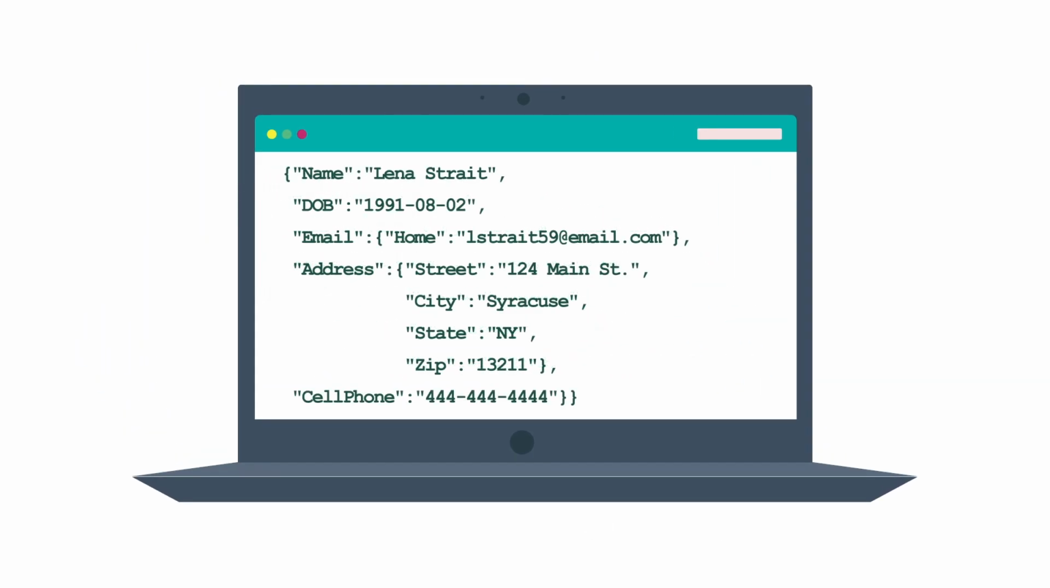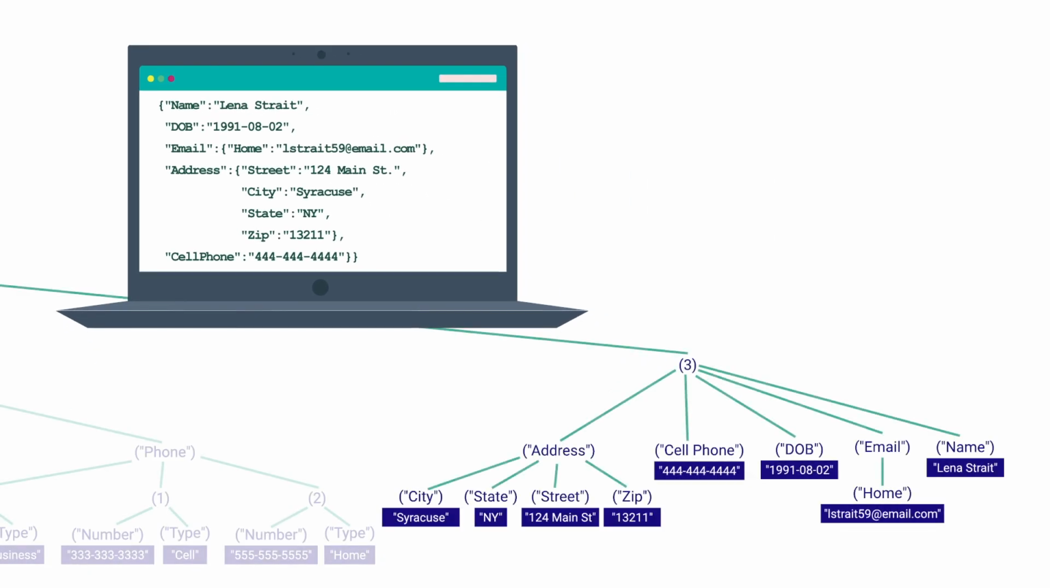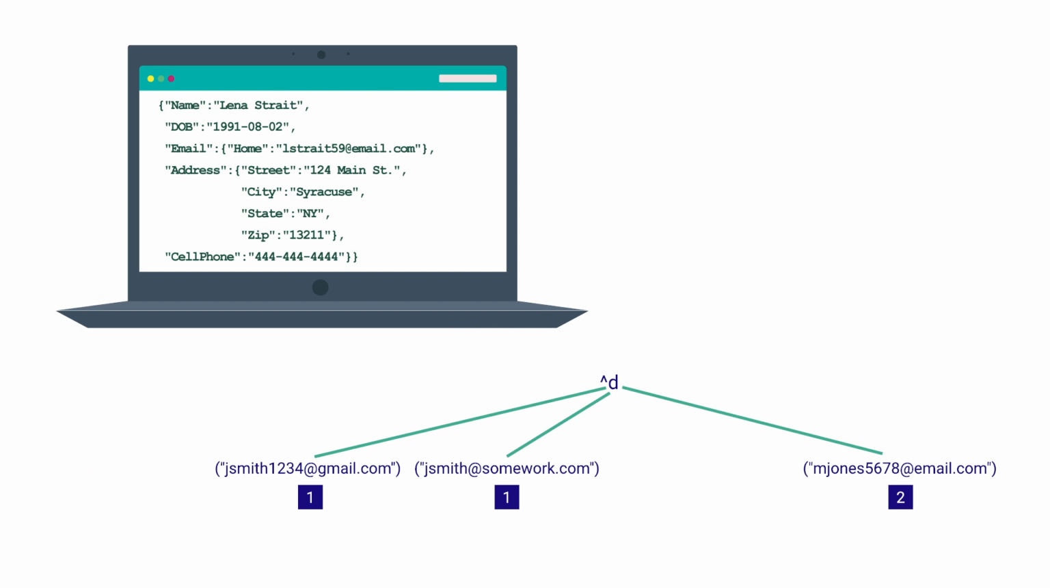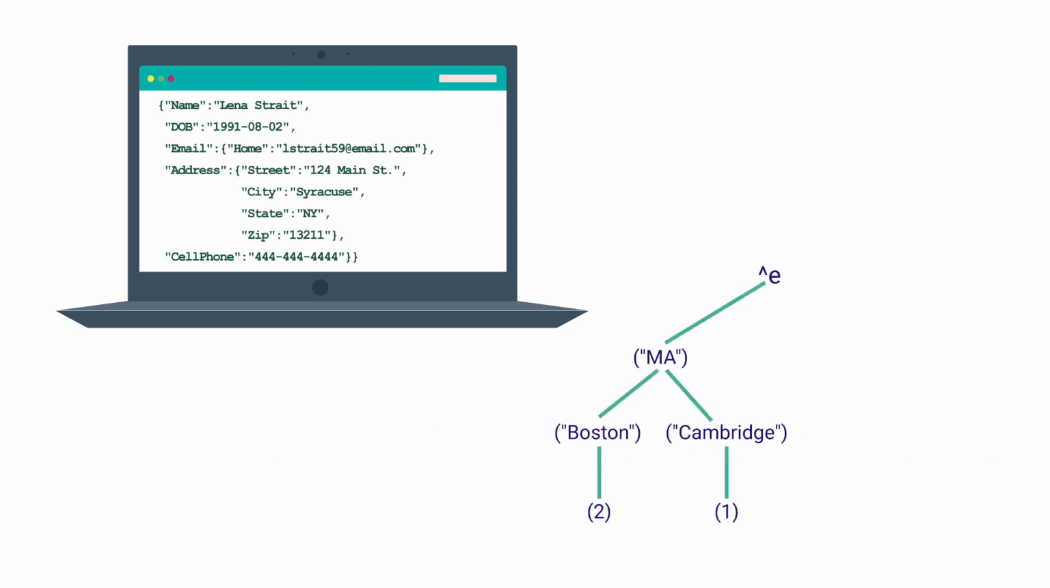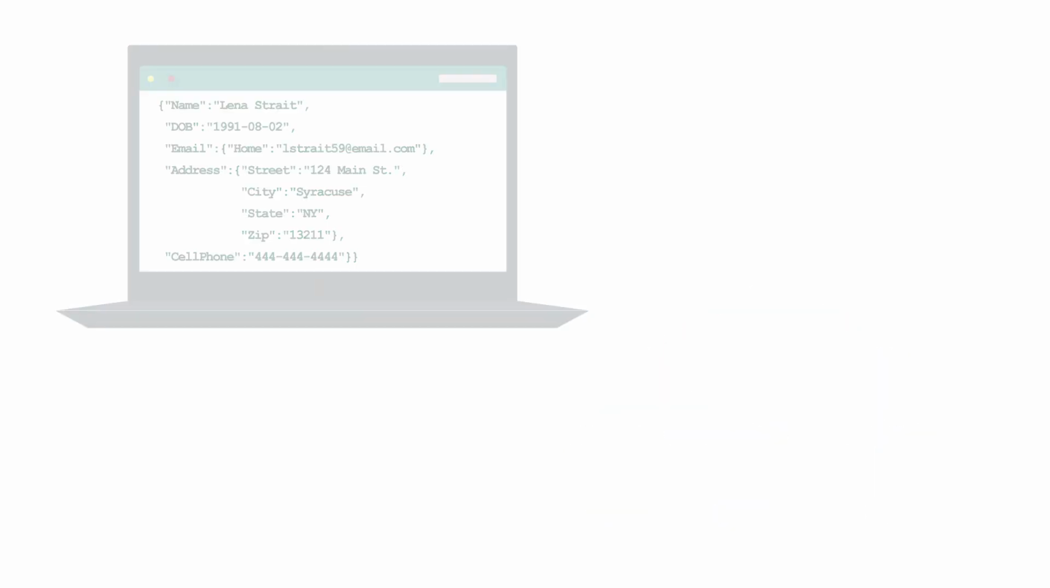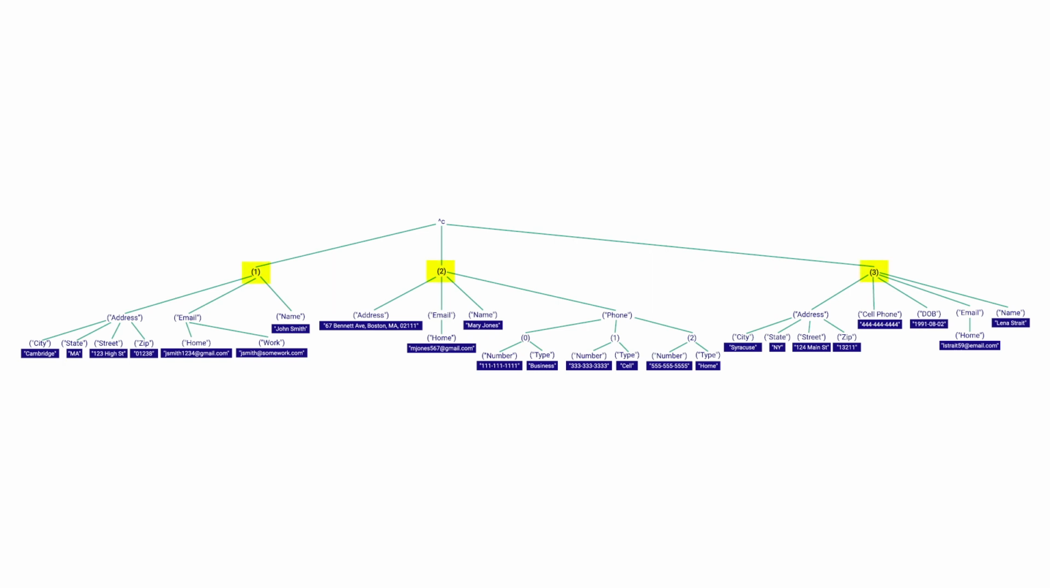The next person, Lena, comes in. Her data comes in. She's assigned the ID 3. She has an address with the same structure that John has. She's got an email address and a name. She also has a cell phone number. It's not an array. And she's got a date of birth. So her data is added to the C global to the right of Mary's data because her ID is number 3. And her email address and ID are added to the D global in between John and Mary's emails. But her state and city are added to the E global to the right of John and Mary's state and city.